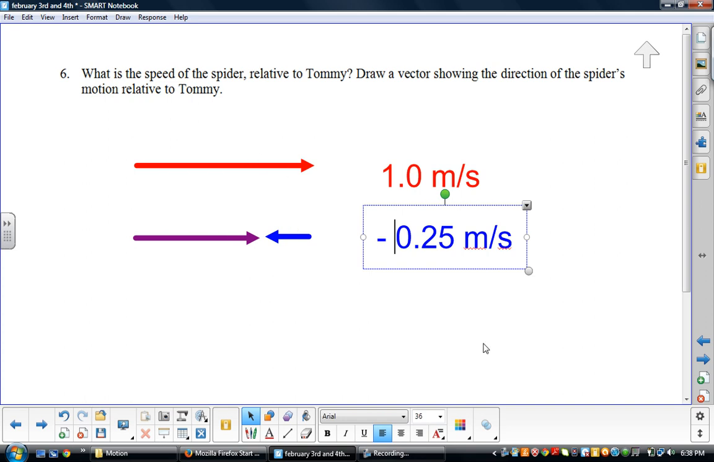So what you need to do for the answer for this paper is write down this purple arrow, and then write down what its magnitude is. Write down the number that shows the size of this arrow, which is the speed of the spider relative to Tommy, and then put your units down. So you do that now. You write down the purple vector, and you write down the value that goes with it.